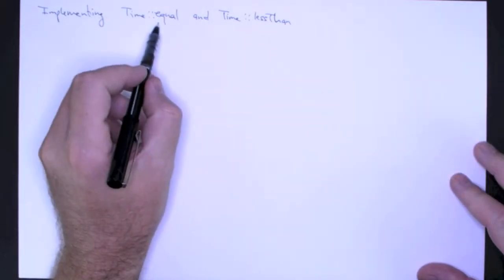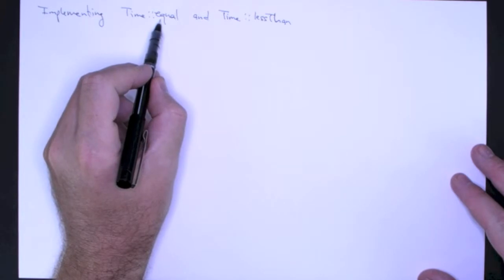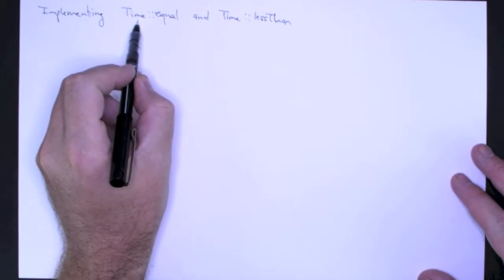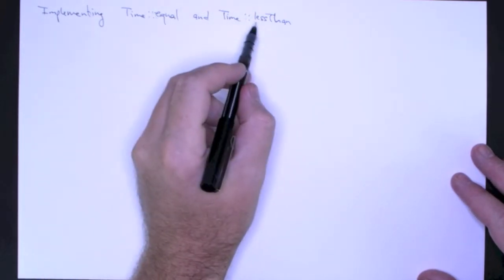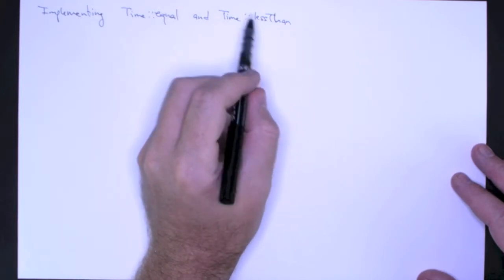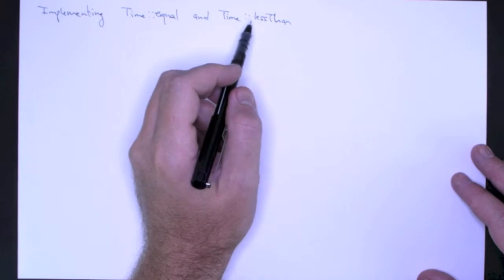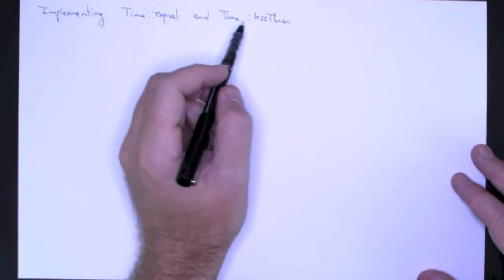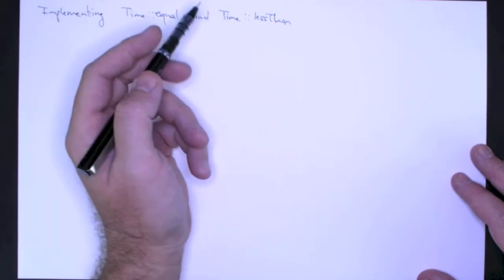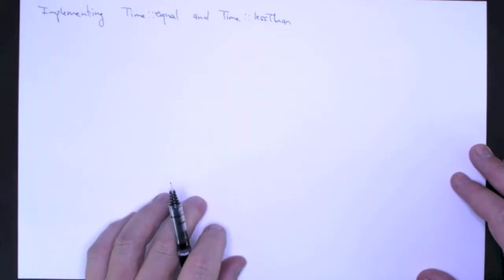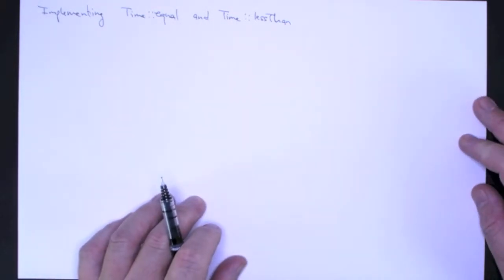So now we're going to look at implementing the equality operator for the time class, for time objects, and also the less than. We could go crazy and do less than or equal to, greater than or equal to, but I'm just going to do one as an example, and then you can do the others as exercises.